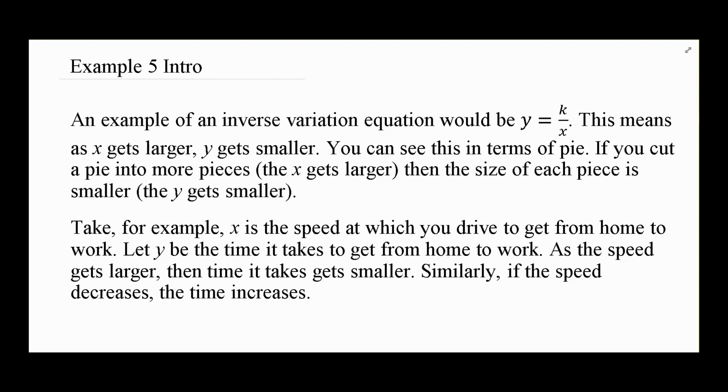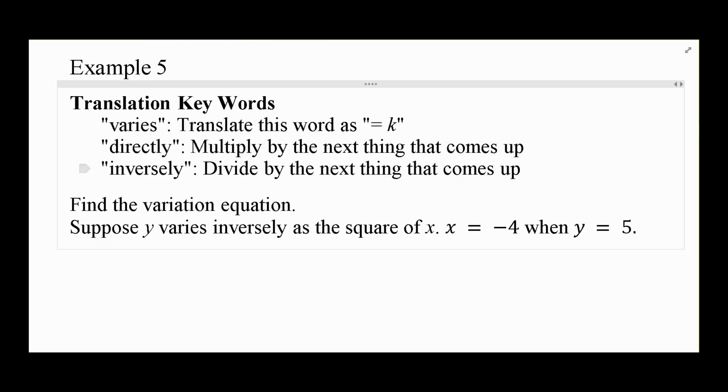So let's look at an actual example on how we can use this for solving a problem. Our directions are, again, find the variation equation. And this one tells us suppose y varies inversely as the square of x. Once again, the whole suppose part is just kind of filler words. We don't care about that. But then we see y, so we write that down.